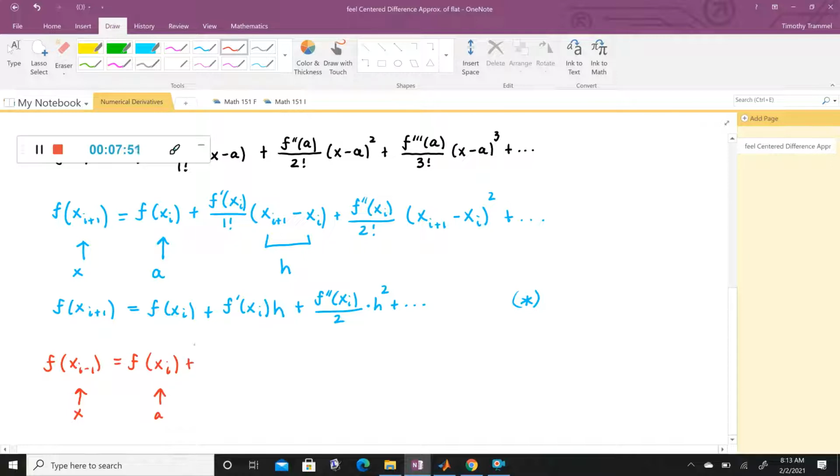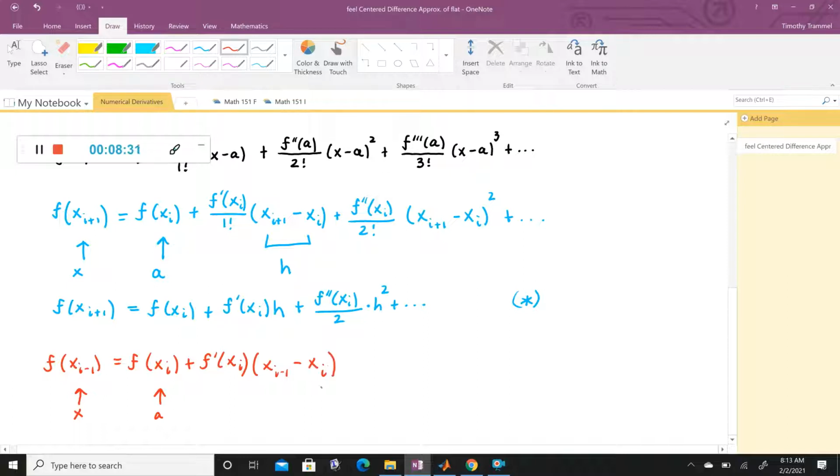And then we'll have plus f prime of x sub i over 1 factorial. Okay, and we don't really need to write that, do we? So we won't. Let's just write f prime of x sub i. Keep this simple. f prime of x sub i, and then we want to multiply by the difference of x sub i minus 1 minus x sub i.